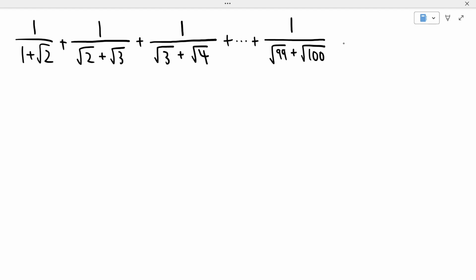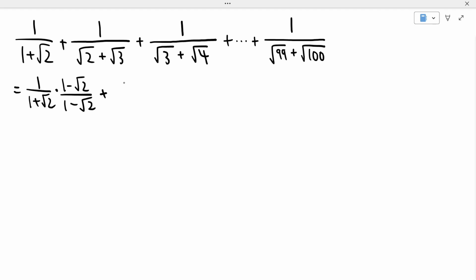Well, there are no like terms in this sum to combine, and also each term has an irrational denominator, so the first thing we can try is to rationalize the denominator for each term. To do this, we need to multiply both the numerator and denominator of each term by the conjugate of the denominator. So the first term becomes 1 over 1 plus the square root of 2, times 1 minus the square root of 2 over 1 minus the square root of 2.